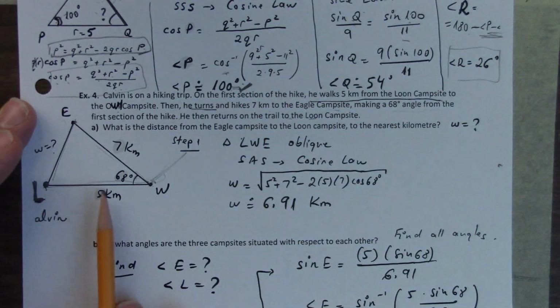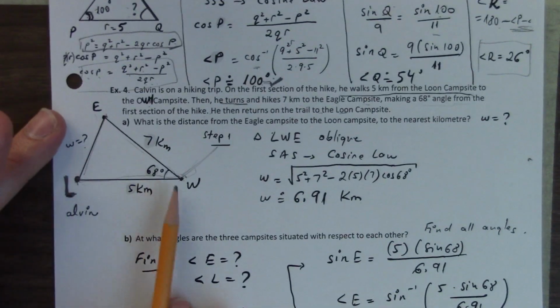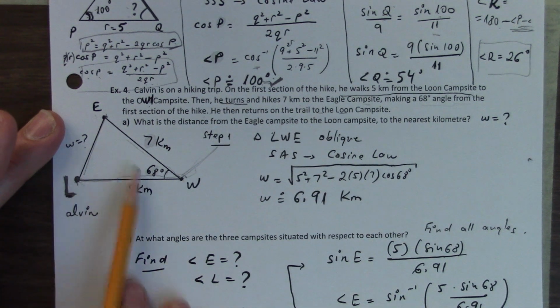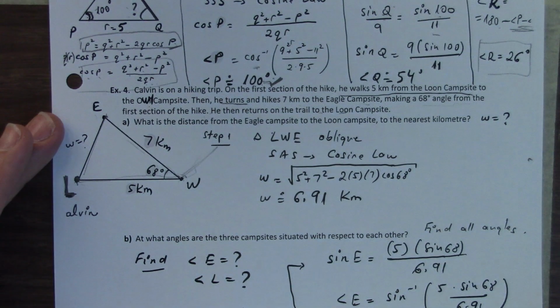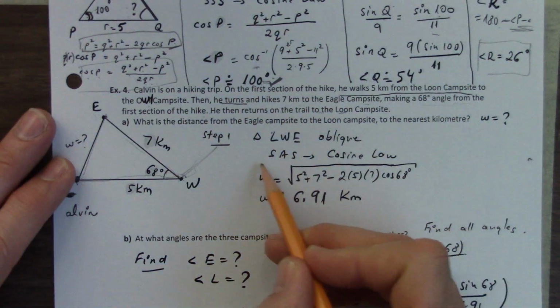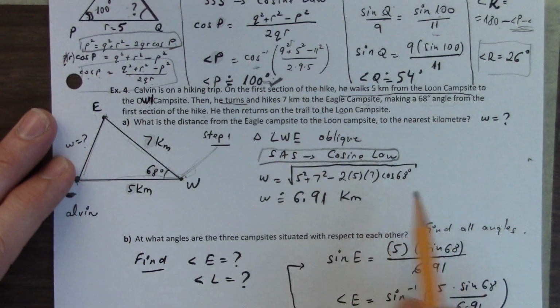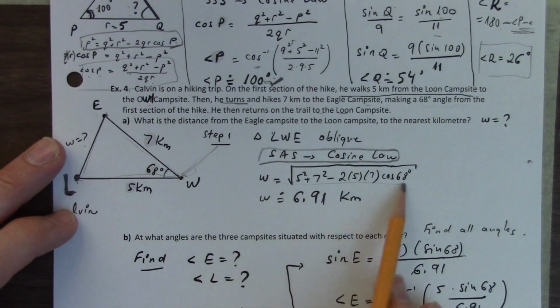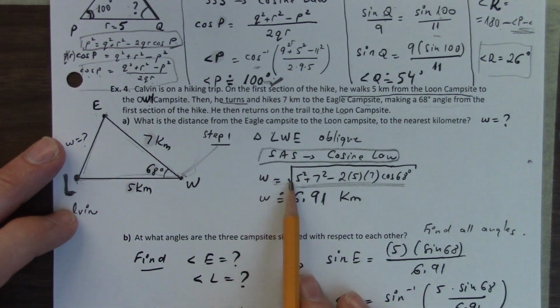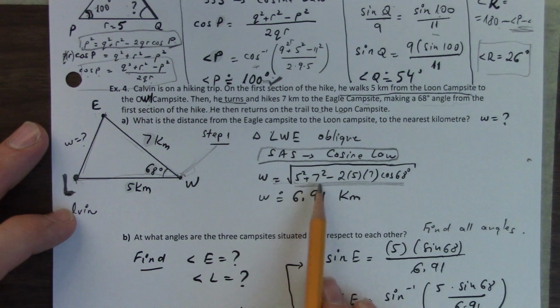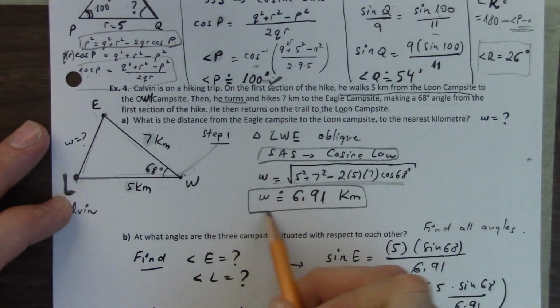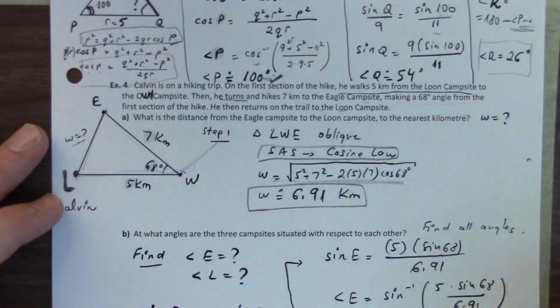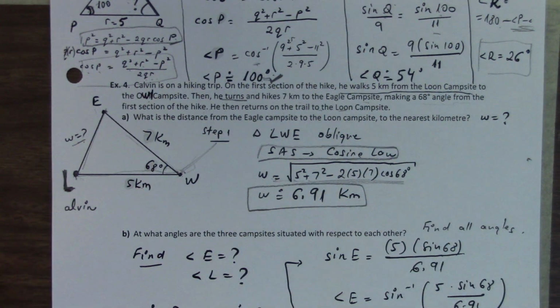Now we can't use sine law because we don't have a ratio completed, but we can use cosine law, side, angle, side. So we can solve for W all in one formula here. W is equal to the square root of 5 squared plus 7 squared minus 2ac cos 68. We can get W right away. Now that we have W, we can use sine law to solve for anything else.